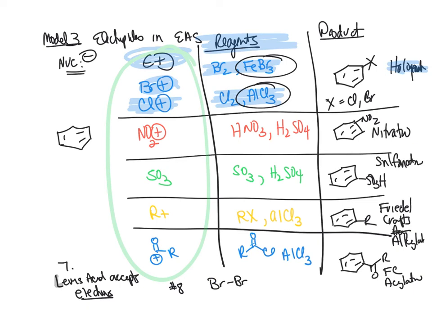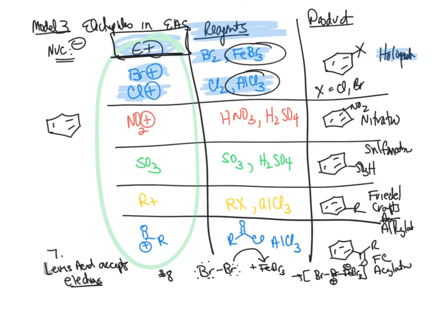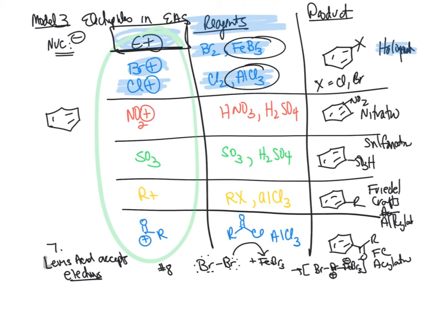And I'm not going to require you to do this. I just want you to be able to write what your strong electrophile is. But it's basically the electrons go to the bromine just like that, and the iron gets a negative charge. The activated bromine complex is a strong electrophile. This is a strong electrophile and can react with the benzene as outlined in Model 2.